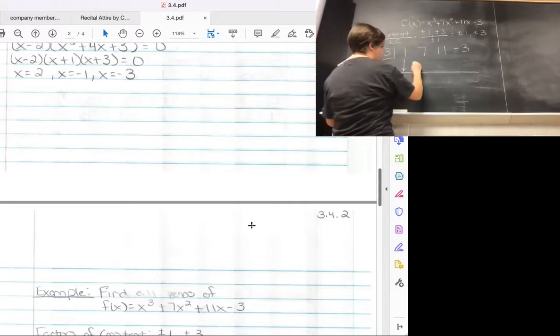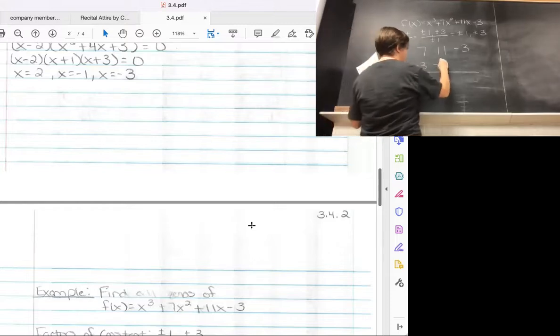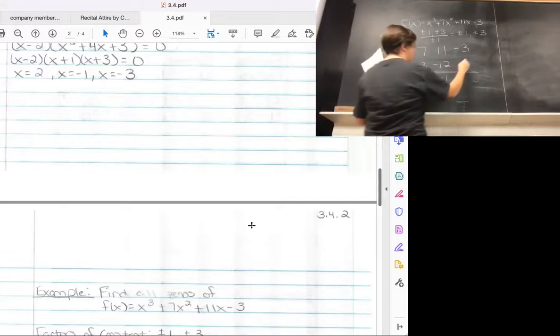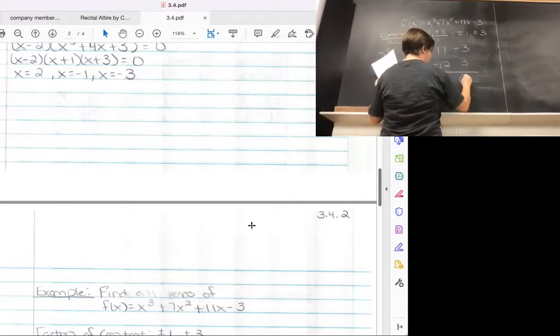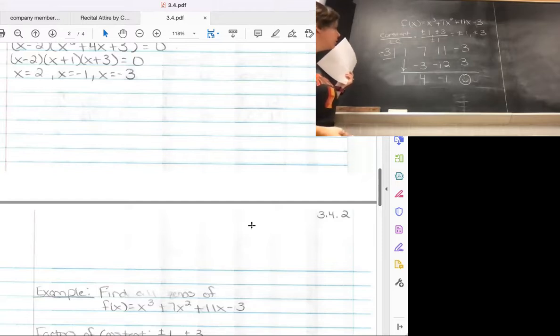So negative 3 times 1 is negative 3. Add down. Negative 3 times 4 is negative 12. Add down. Negative 3 times negative 1 is 3. Add down. Whew. Well, that's good. We finally found one.